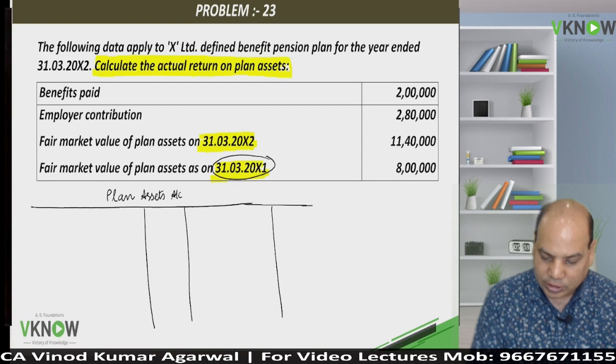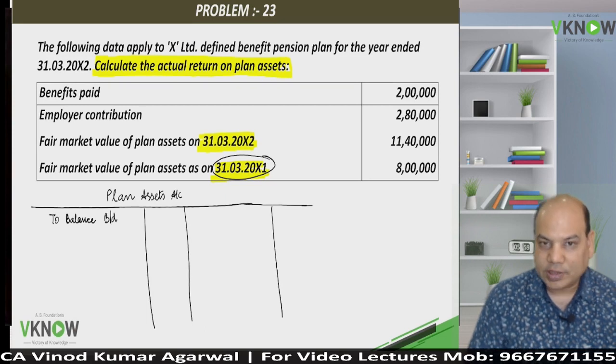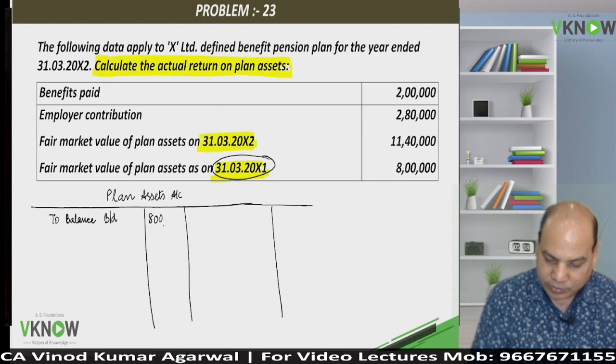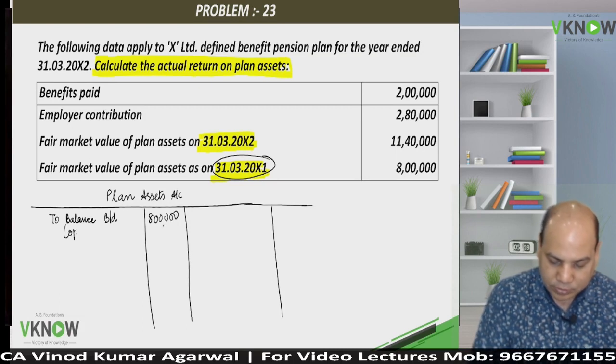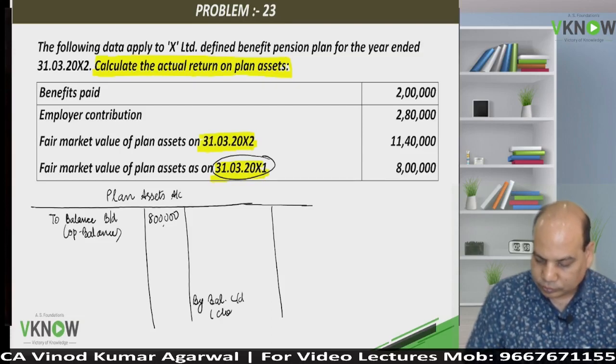This is your opening balance. So you will write on the debit side, plan asset is an asset, it's a debit balance. Any asset has a debit balance to start with, 8 lakh. This is opening balance. And somewhere on the right credit side, by balance carried down. This is one way of understanding which you can follow in the exam. No harm. You can follow this in the exam.